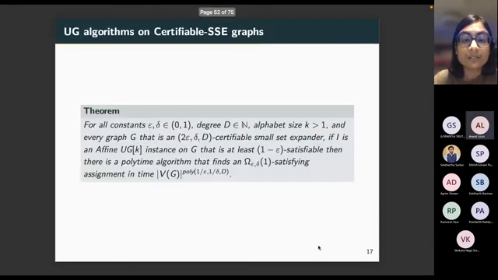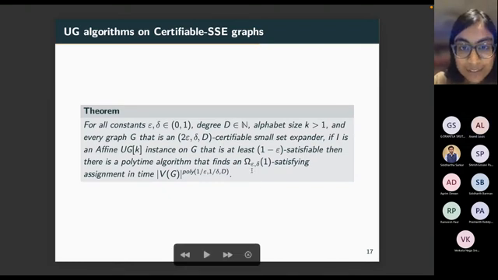So what is the fraction of constraints that are satisfied? Yeah, it will be something like epsilon times delta squared.